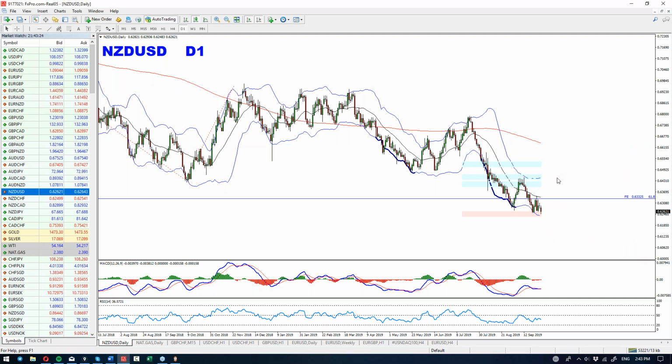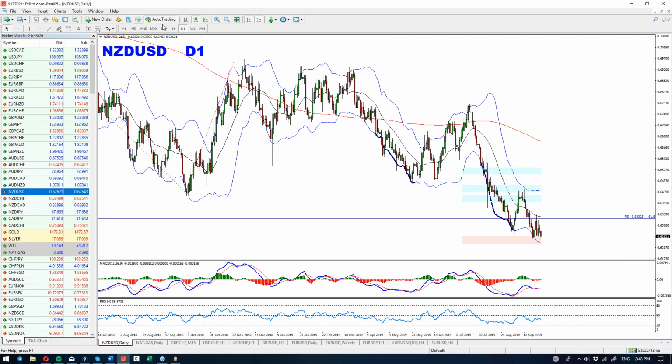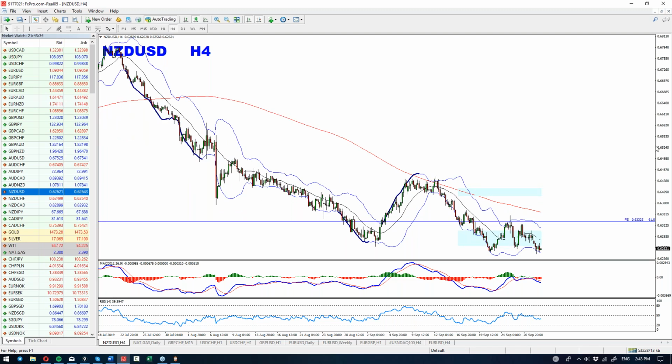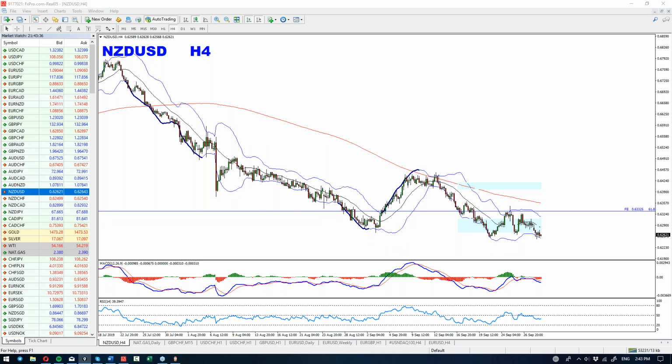So the expectation from this pair, as long as we do not have any reversal structures, meaning 2 false breaks and convergence like this, divergence, or higher highs, higher lows, the pressure is bearish and we're looking to sell the rallies.